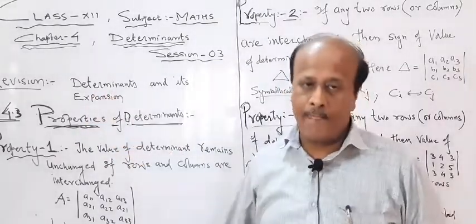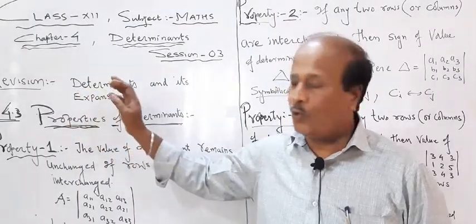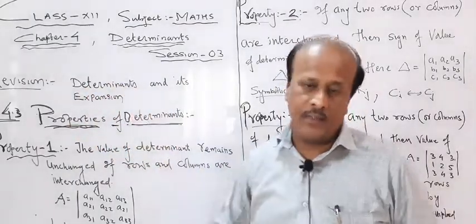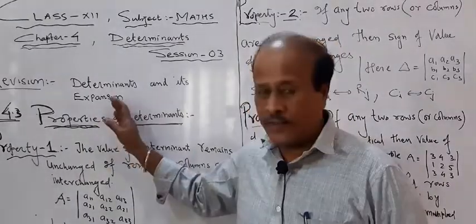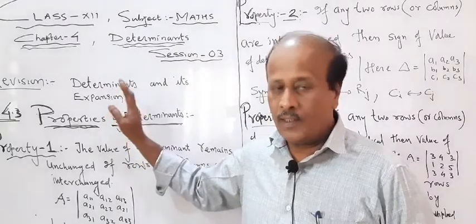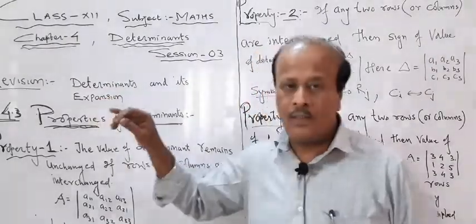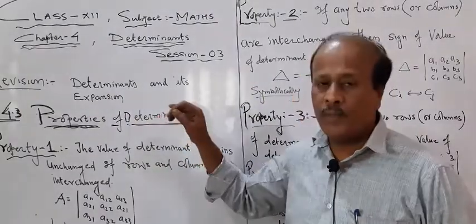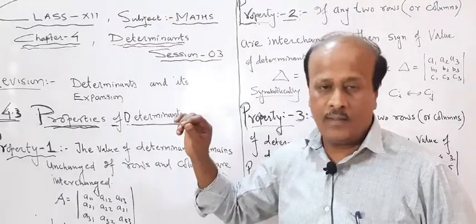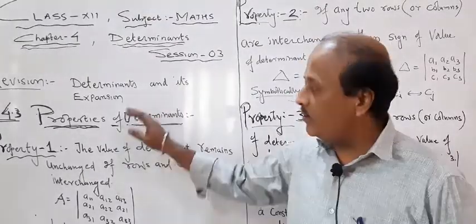When I started this chapter, after the meaning and definition of a determinant, I told you how to expand determinants of order 2 and 3. Already we did some questions of exercise 4.1. Exercise 4.1 is very easy, but there is one very important question which I did on the board, and one I gave you as homework. Hope that you did that homework.